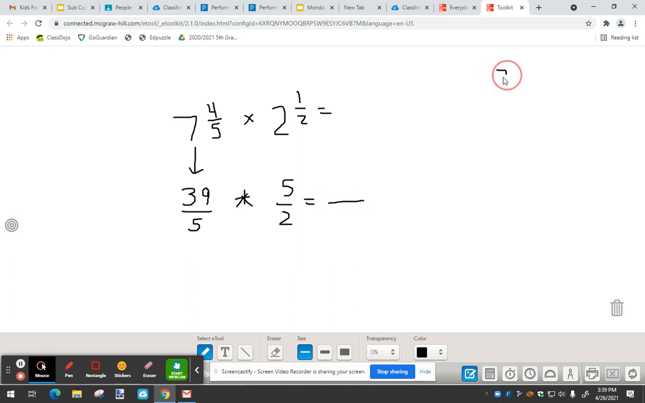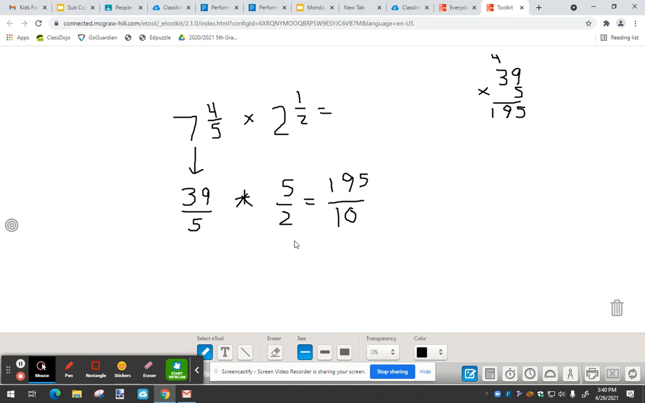So 39 times 5, let me work off to the side here. 39 times 5. 9 times 5 is 45. Put my 4 above the tens place. 5 times 3 is 15 plus 4. That's going to give me 195 as my new numerator. My new denominator is going to be 5 times 2, which will be 10.